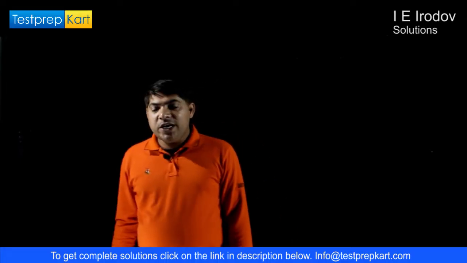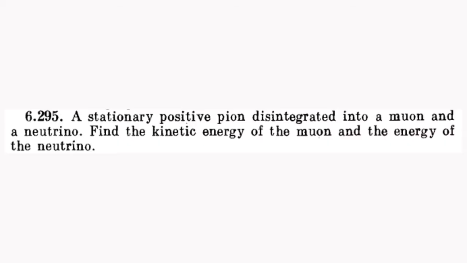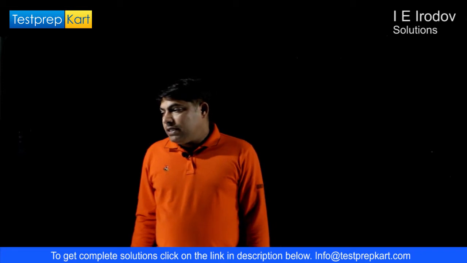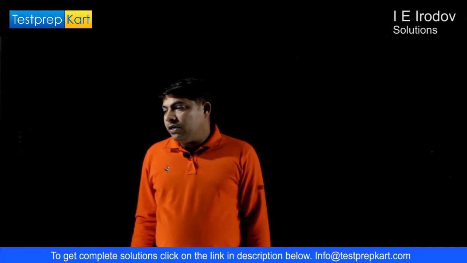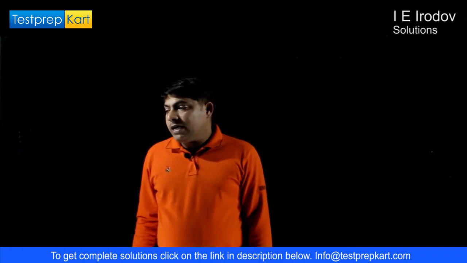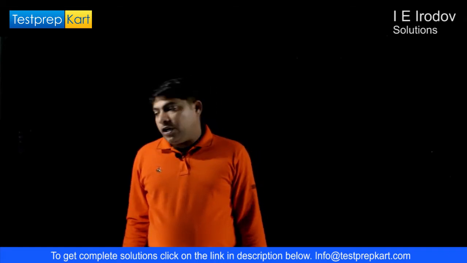Question number 6.295. A stationary positive pion disintegrated into a muon and a neutrino. Find the kinetic energy of muon and the energy of neutrino.